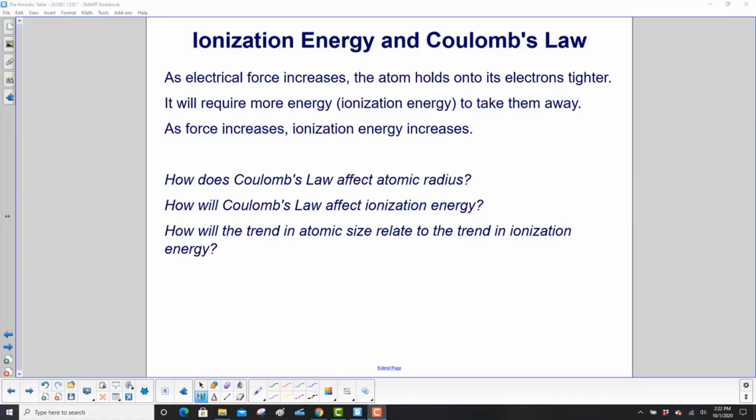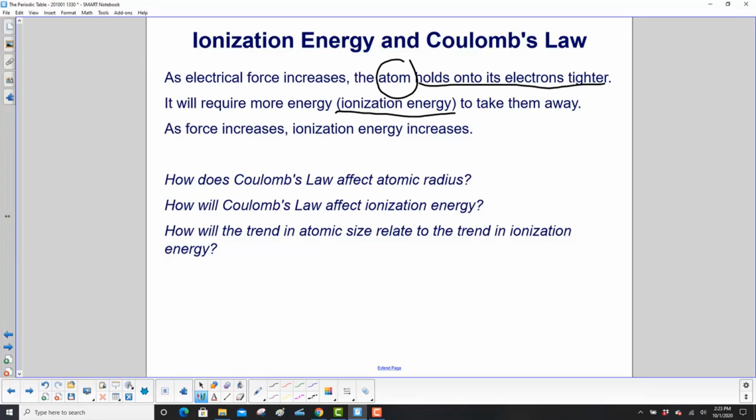As electrical force increases, the atom holds on to its electrons tighter. The nucleus is attracting them more strongly. It will require more energy, and that's ionization energy, to take them away. As force increases, ionization energy increases.